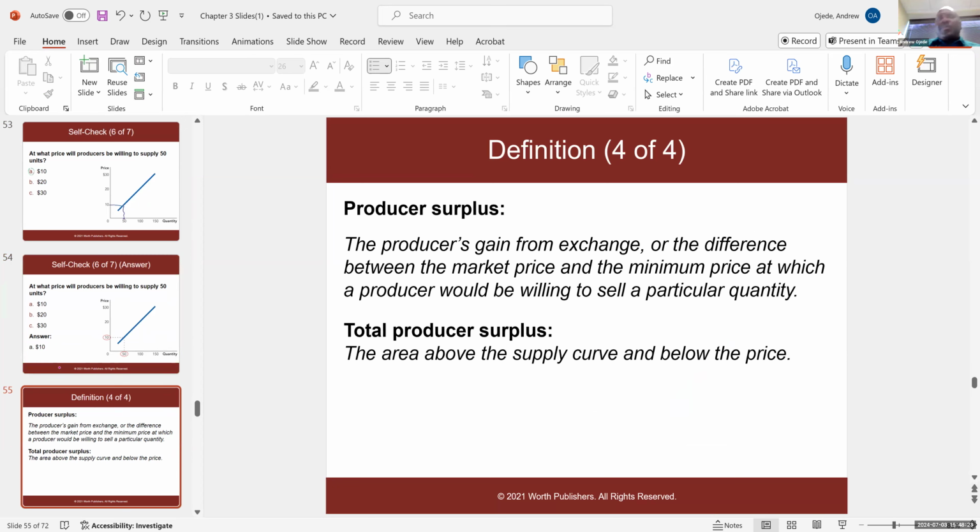Now let's talk about producer surplus. So now you remember we talked about consumer surplus. The consumer surplus was the difference between the maximum price that a buyer was willing to pay for a product and the actual price that they actually pay for it. And we derive the demand curve from the consumer surplus. Producer surplus is the other way around, it is the difference between the market price and the minimum price at which a producer will be willing to sell a particular quantity of their product.